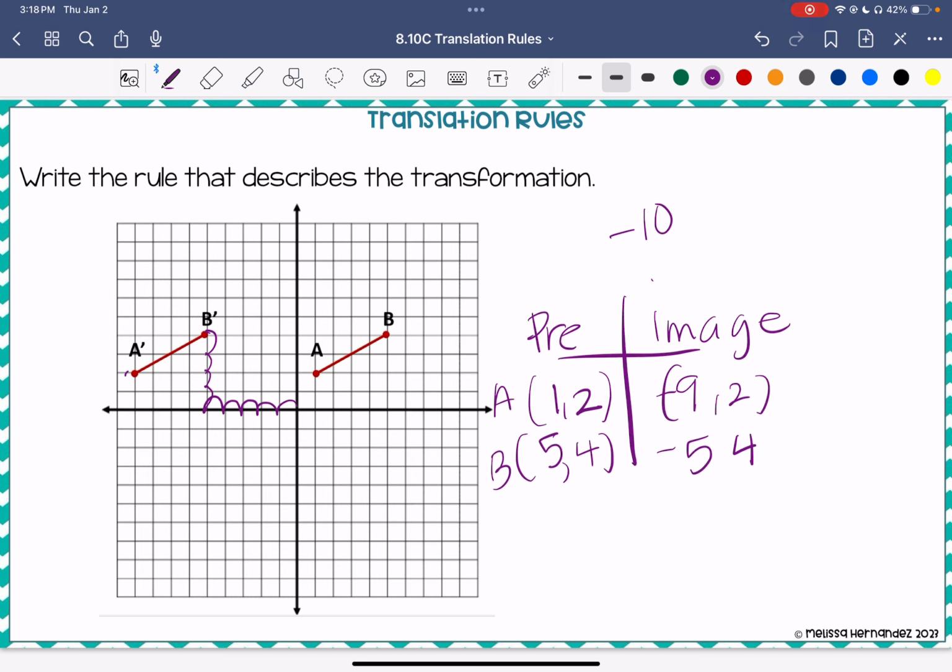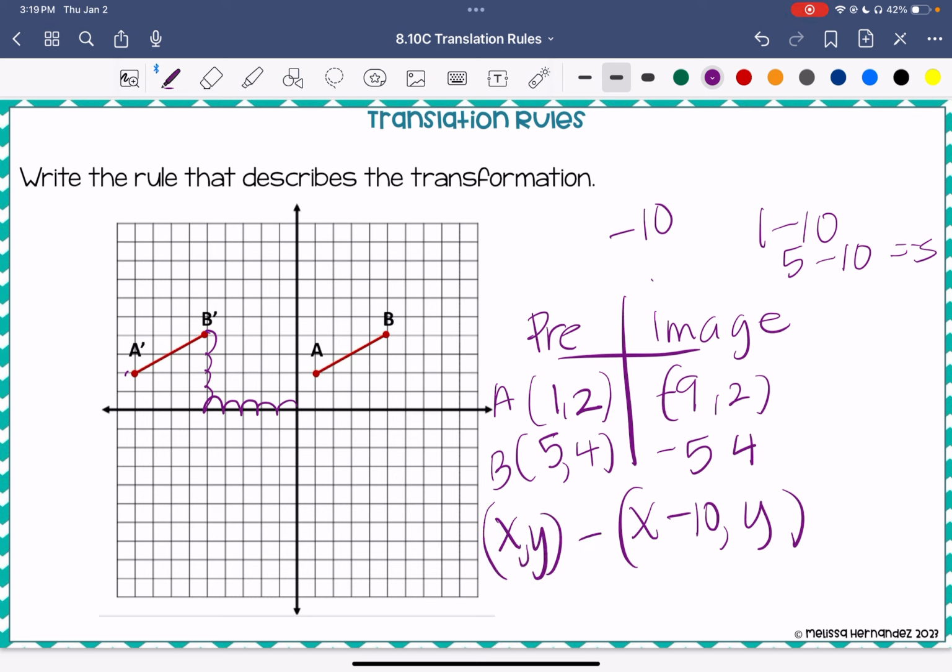Now, I said -10, and I did that because I went from A to A prime. I already knew based on the last example that when you go to the left, it means subtract. So now I want to verify if I did this correctly. Does 1 minus 10 equal -9? It does. 5 minus 10, does that equal -5? Correct. Now I don't have to worry about the y because it didn't go up or down. So the rule would be x minus 10, and then it's just y, and that's all you have to write. You probably see it like this too, but this is the important part right here. All right, so let's move on.